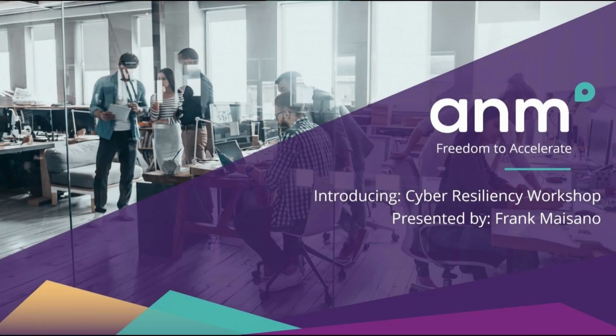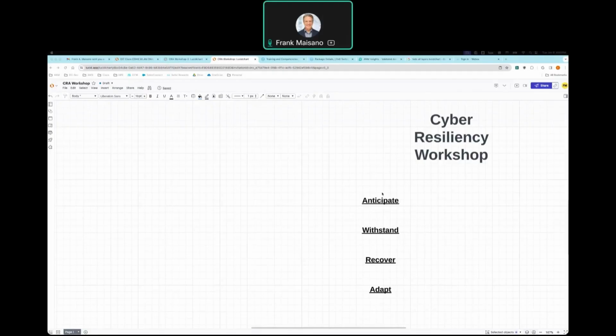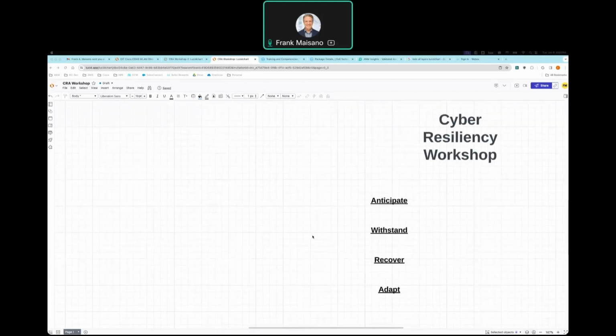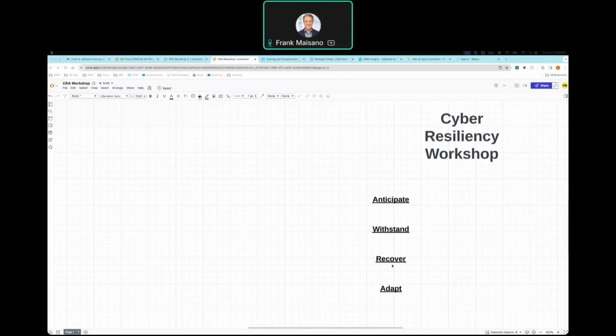Thank you, Mr. Customer, for giving me the opportunity to highlight some of the things about our cyber resiliency workshop. The workshop encompasses these four key pillars that you see: anticipate, withstand, recover, and adapt. We'll use these as a basis for our discussion as we walk through our data center environment and how we can make our business more resilient.